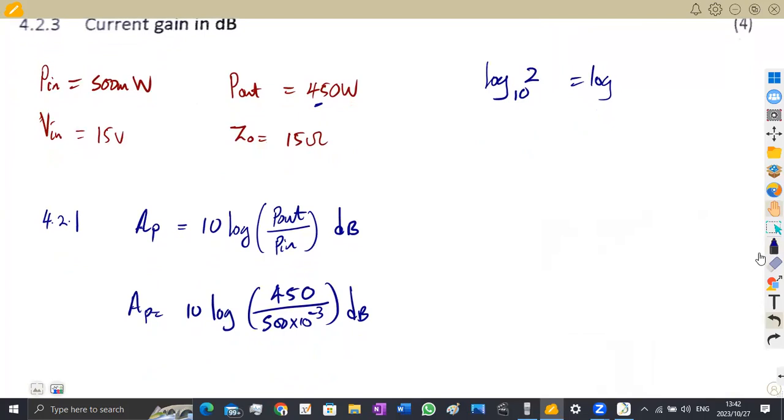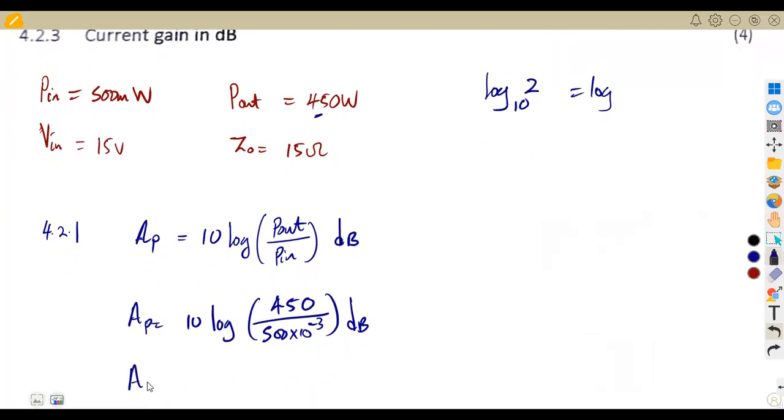Meaning to say, here we have our power gain. We got 29.5424 and so on, so it's going to be 29.542 decibels. All right, so that is how we can end up with the power gain.